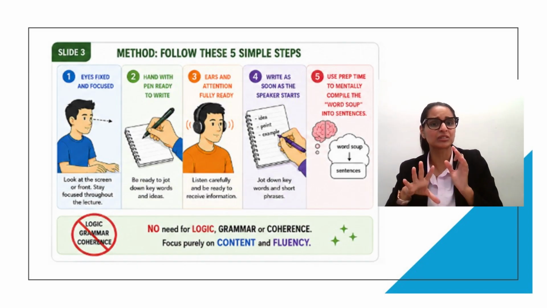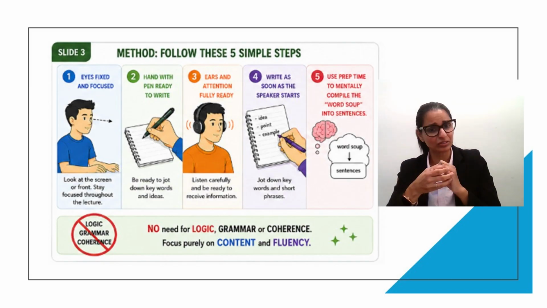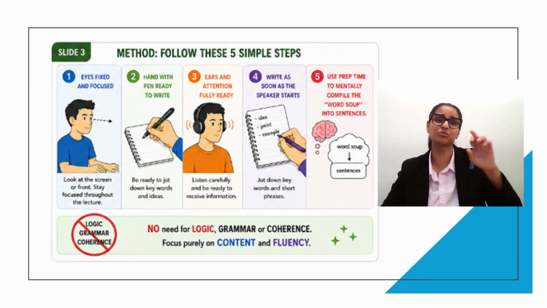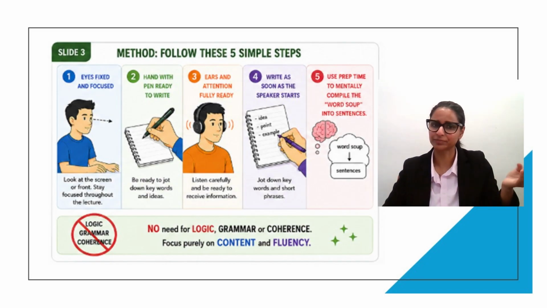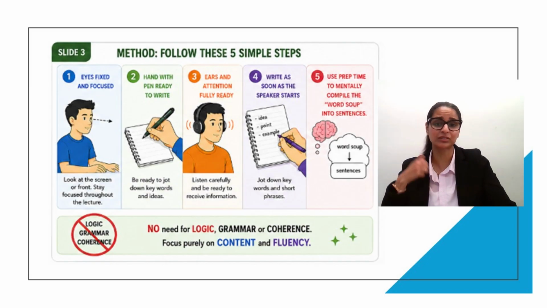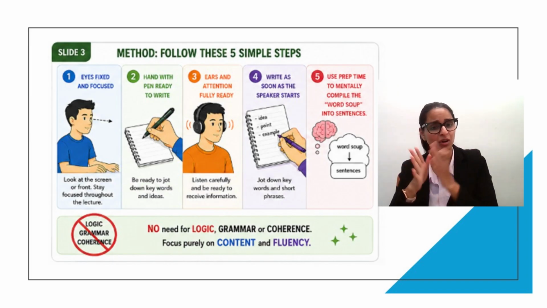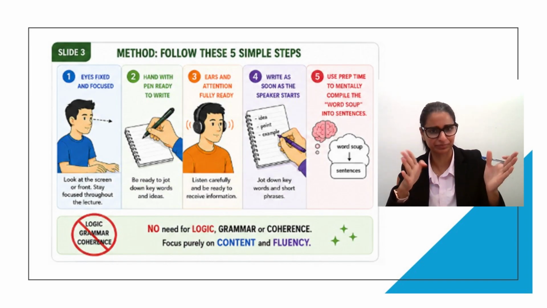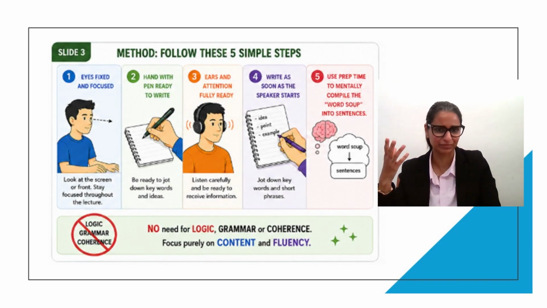This is when you use the prep time to mentally compile your word soup because John Tuesday chicken doesn't make sense. And it doesn't need to make sense. Notice that you are not being marked for logic, you are not being marked for grammar, and you are not being marked for coherence. You need to focus purely on your content and your fluency. Pronunciation will come naturally. Okay?